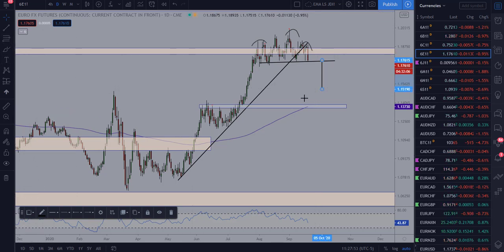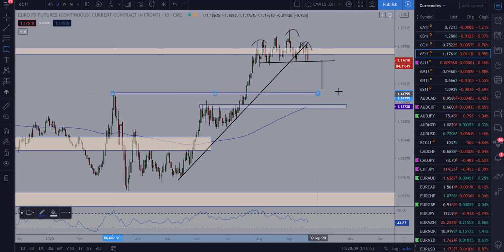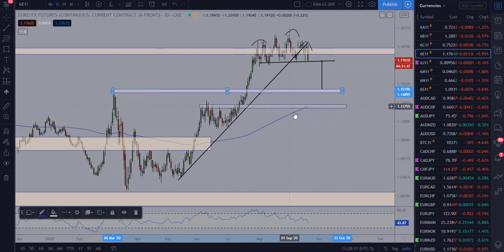Why do we like this area? Well, notice that that's going to take us right down to test this last major swing high that was set during the March Corona news rally. So it's going to take us right here into that area.